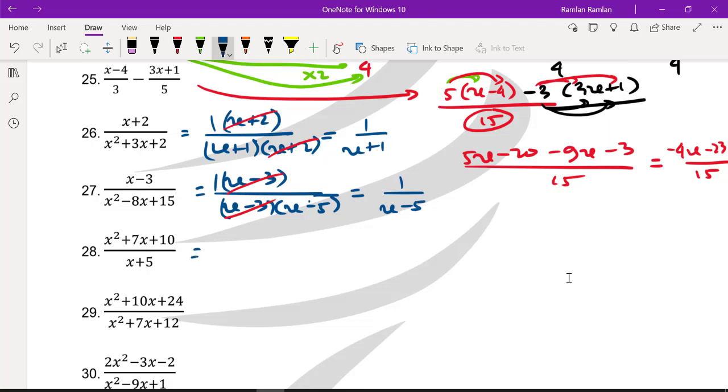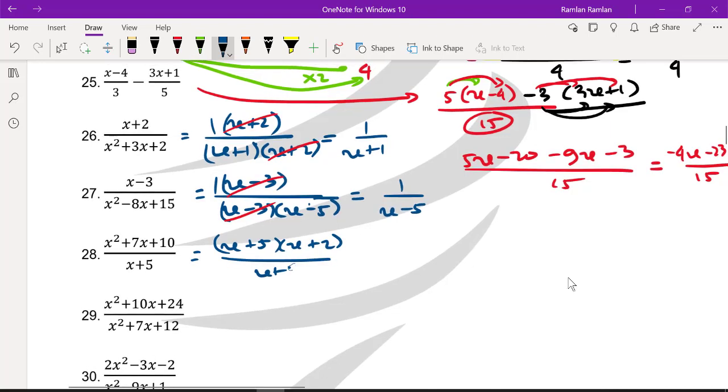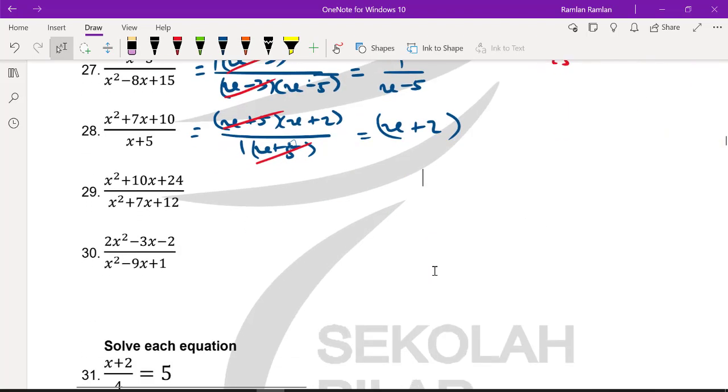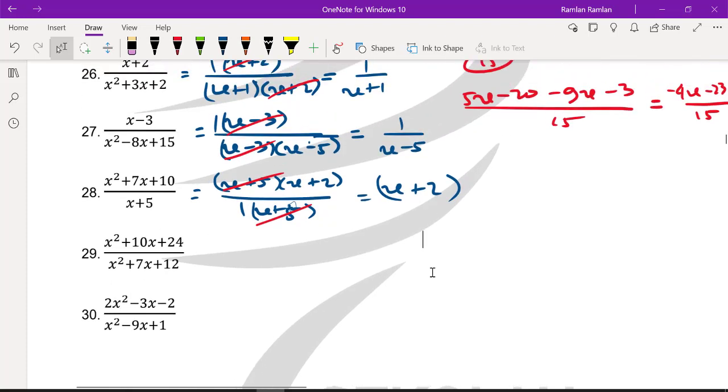Same thing with this one. The one that we're going to factorize is the numerator this time, and there'll be x plus 5 and then x plus 2, and then x plus 5 over here. Oops, sorry. We can see that we have the same factor here. Just cancel that, and it's just x plus 2. Notice that this is actually 1, but if I'm dividing anything by 1, you don't have to write it down.